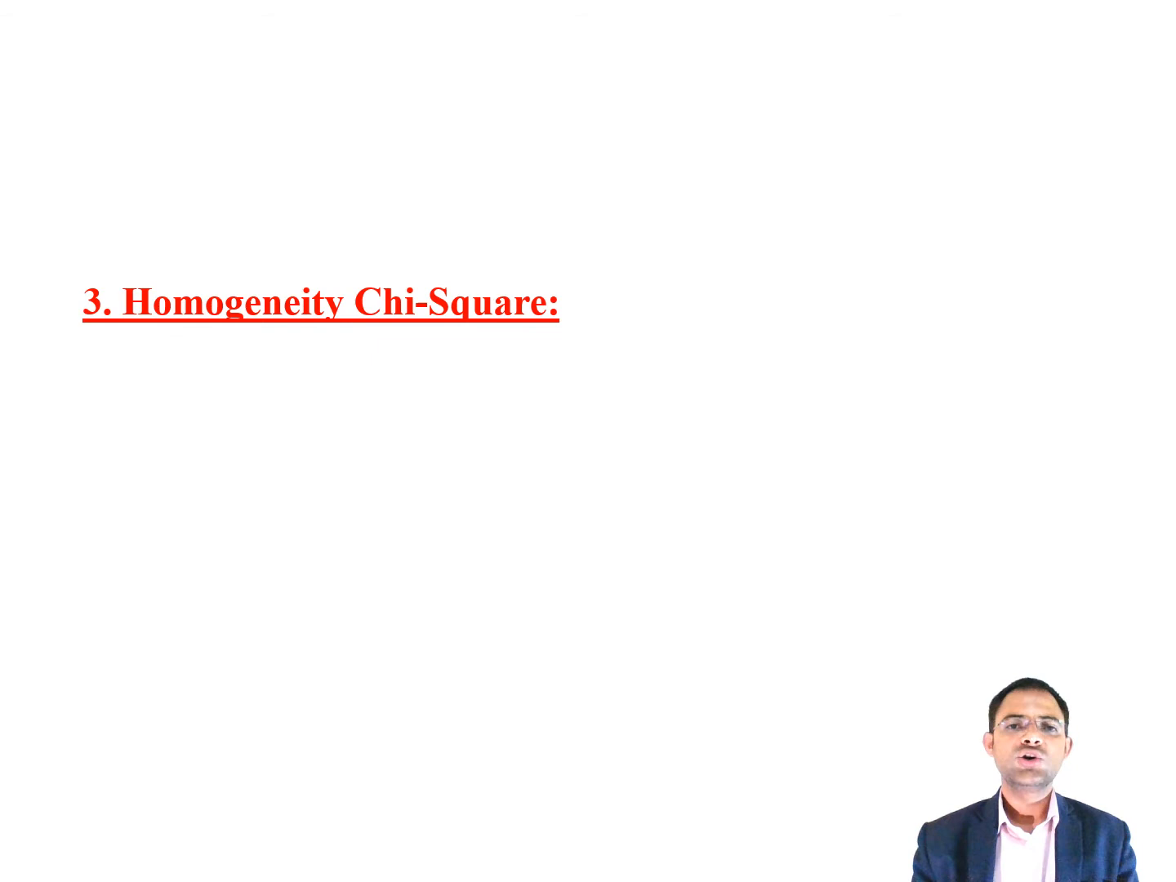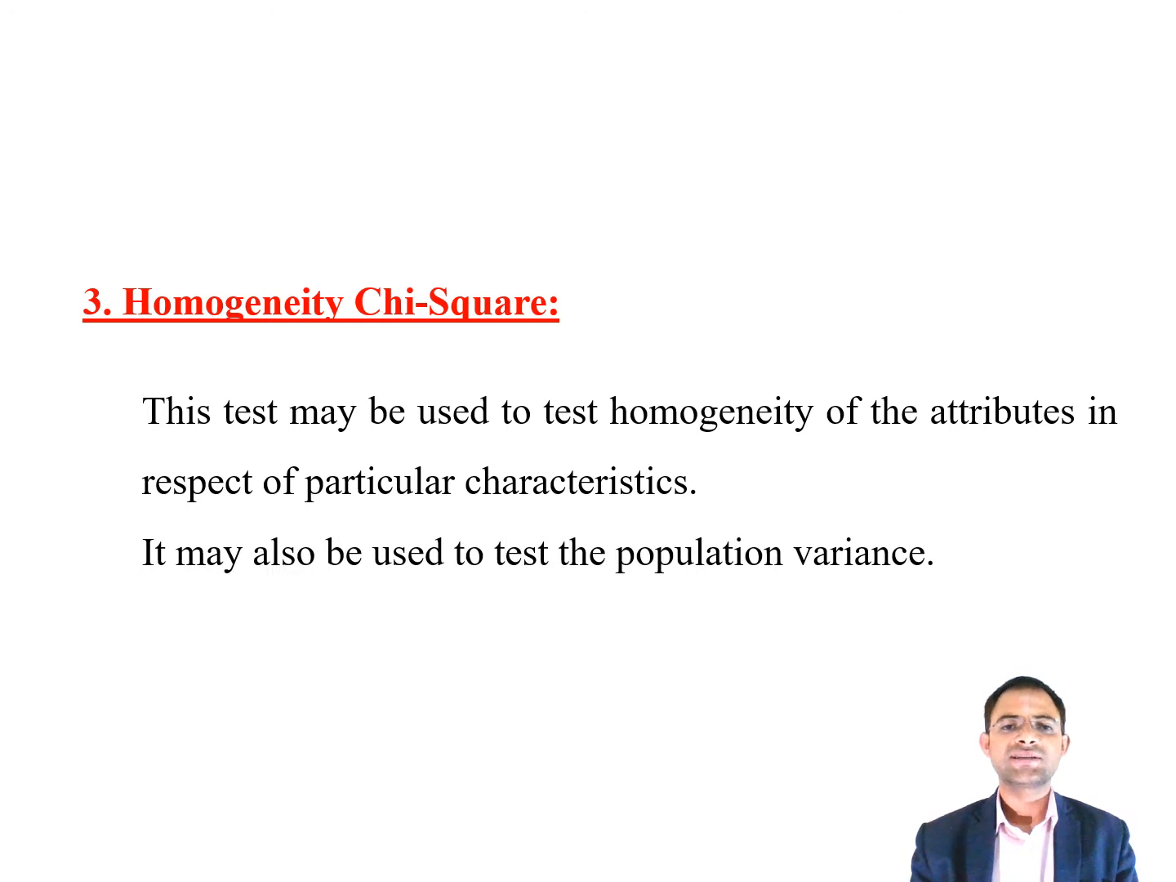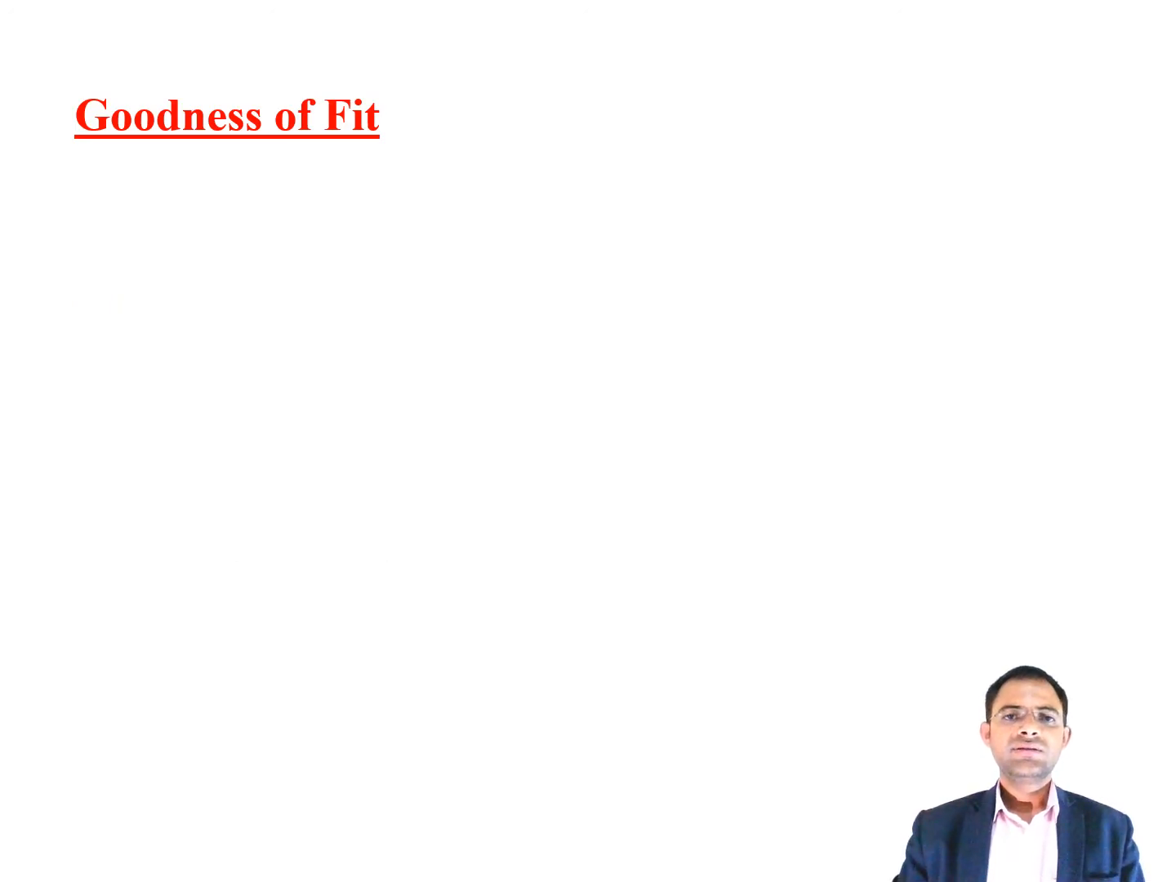And the third one is homogeneity chi-square. In this test, we test the homogeneity of the attributes with respect to particular characteristics, and it may also be used to test the population variance. Now, in today's session, I am going to discuss the goodness of fit only. The rest of the chi-square tests will be discussed in the forthcoming lecture series.